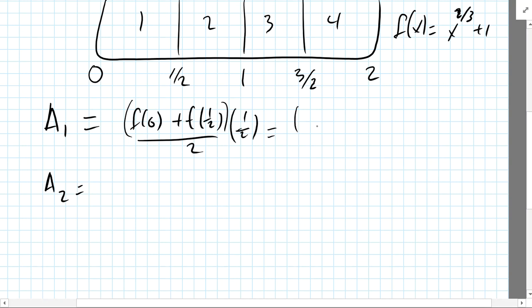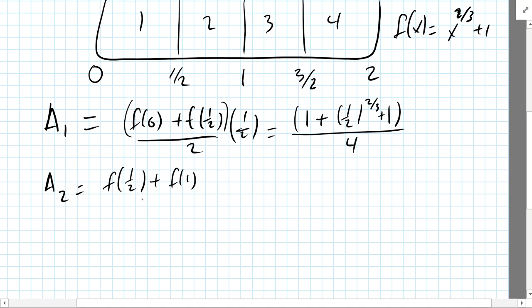So for the first one, when I plug in 0, it's just 1. So it's 1 plus, and then I'm going to plug in a half. So I have 1/2 to the 2/3 power plus 1, and it's a half of a half. Is it just over a fourth? You can write out 2.5 and not evaluate it, but is it really just a fourth? Yes. Okay, for the next one, am I going to do the f of 1/2 plus f of 1 all over 2 times 1/2? If you write this out, is it really easy to write out?